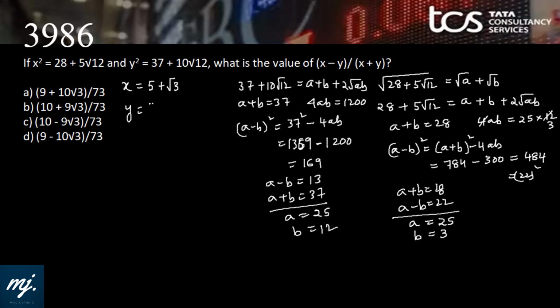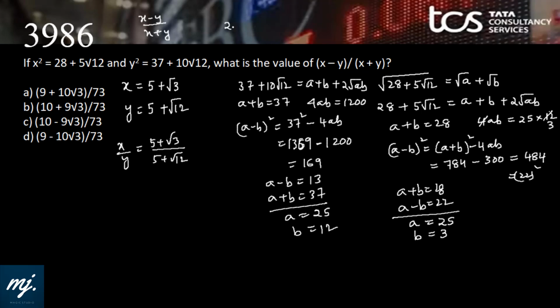So Y equals root A, 25 root is 5, plus B is 12, that is root 12. So we have X and we have Y. We need the value of (X minus Y) upon (X plus Y). So if I have X by Y is (5 plus root 3) upon (5 plus root 12).